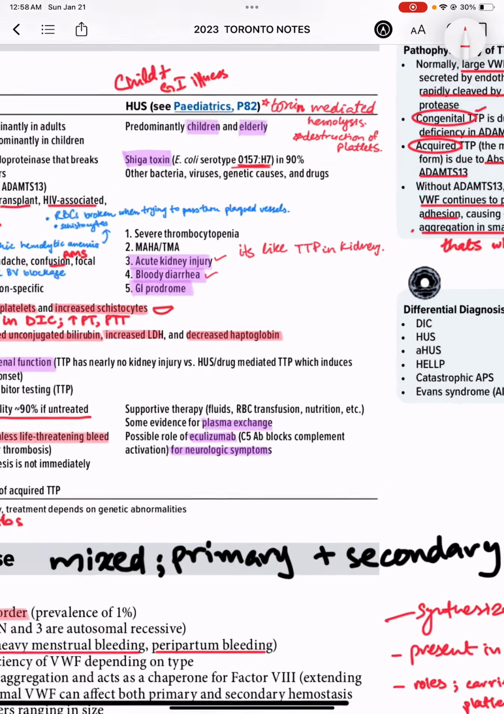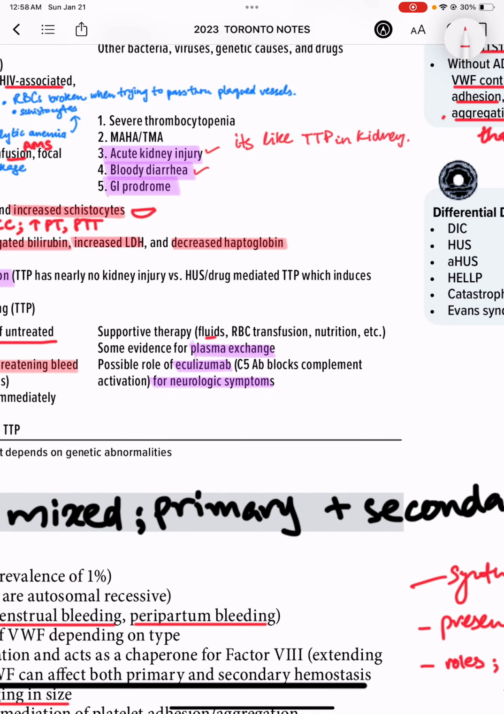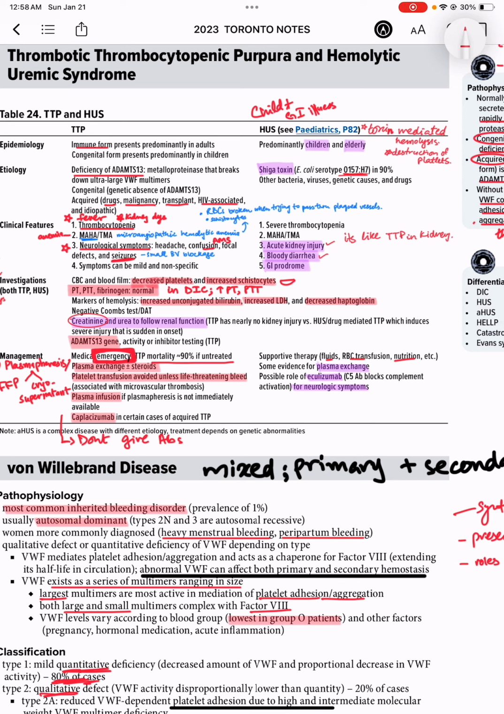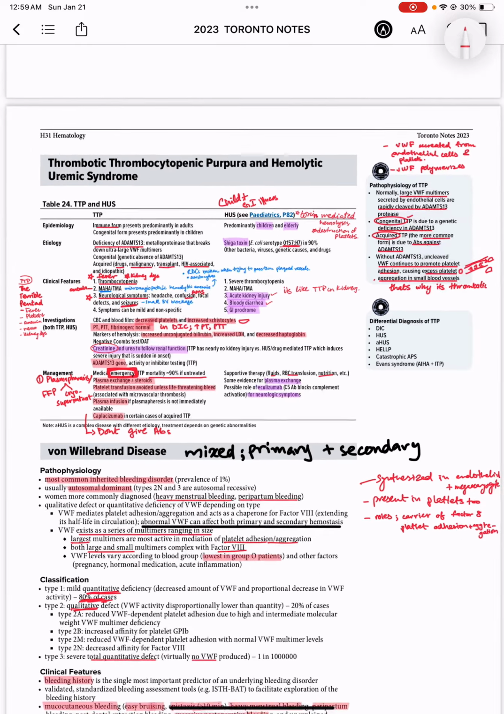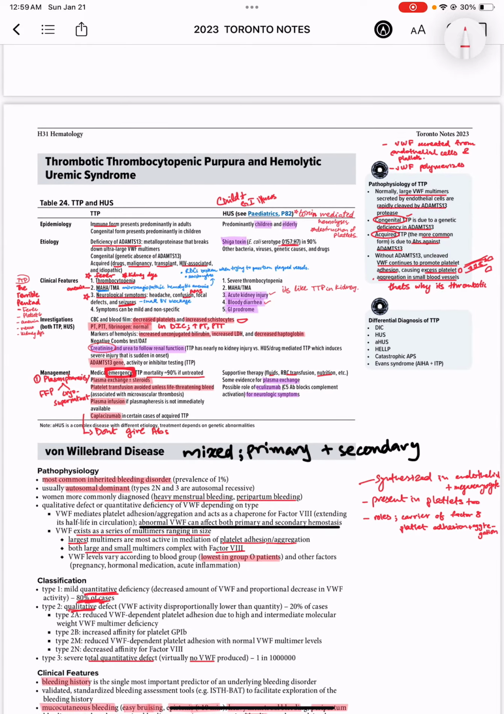So in this, we just go for supportive therapy. We give fluid, we can give RBC transfusion and nutrition. There is some evidence for plasma exchange also, but there is possible role for eculizumab too, for the neurological symptoms. But we can think of plasma exchange just like we are doing in TTP, but we do not give antibiotics, because antibiotics would lead to more and more toxin release out of those bacteria. So we are not giving antibiotics. All right. This was TTP, HUS.